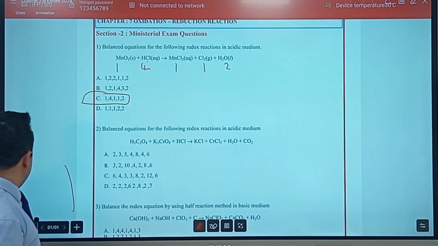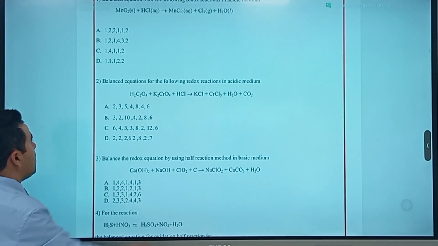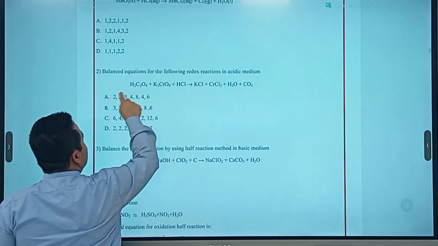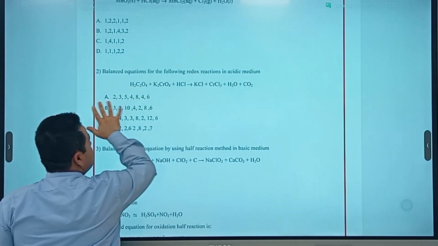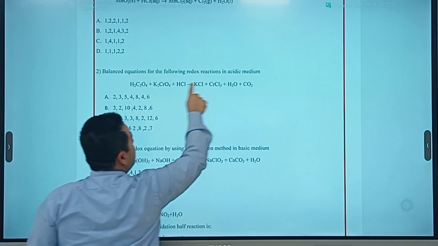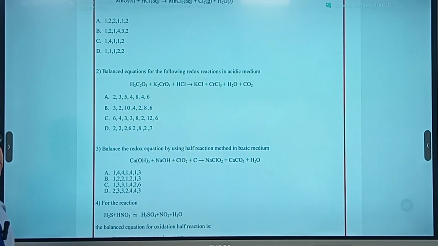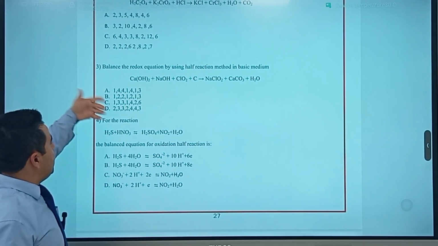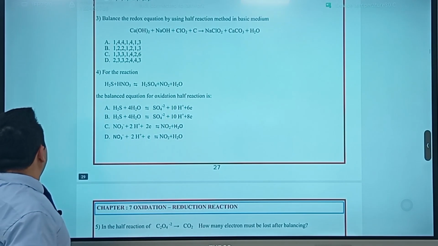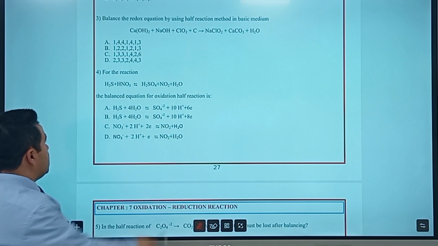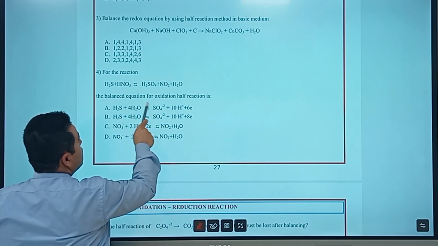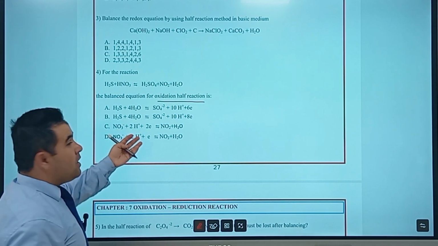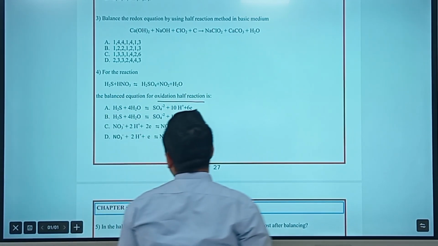The same type of questions in the ministerial exam for the second question. Just try to take these sets of numbers respectively into the above. When it balances the atoms, you will be able to choose the correct answer. The third as well, it's the same mechanism. For this reaction, the balanced equation is given for the oxidation half reaction only. So in this case, it's only required to balance the oxidation half.